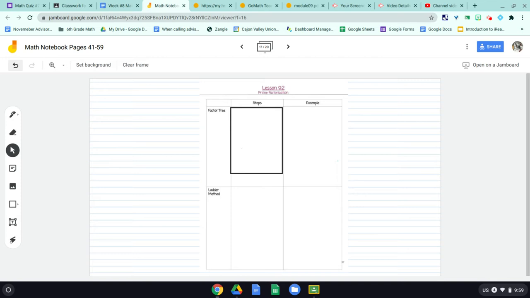We're on page 57 of our math notebook talking about prime factorization, lesson 9.2. In this first video on this page, I'm going to talk about factor trees and how to use factor trees to find prime factors, or to find the prime factorization of any number. So I have the steps covered up here, and I'm going to zoom in.